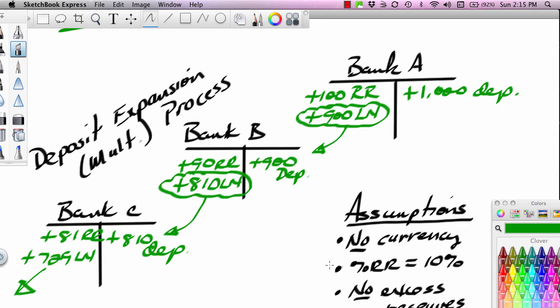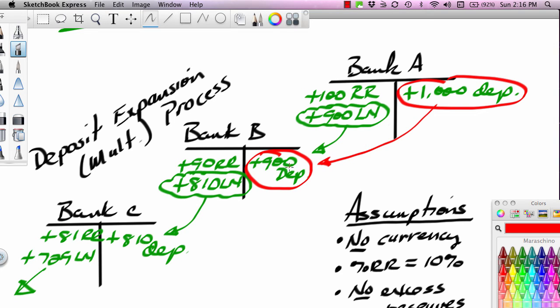What we see here is something very interesting. Here we have a $1,000 deposit, and that deposit leads to the creation of a $900 deposit. This $900 deposit by the furniture store doesn't in any way cancel out the $1,000 deposit by Smith. And this $900 deposit by the furniture store leads to what? An $810 deposit by the car dealership.